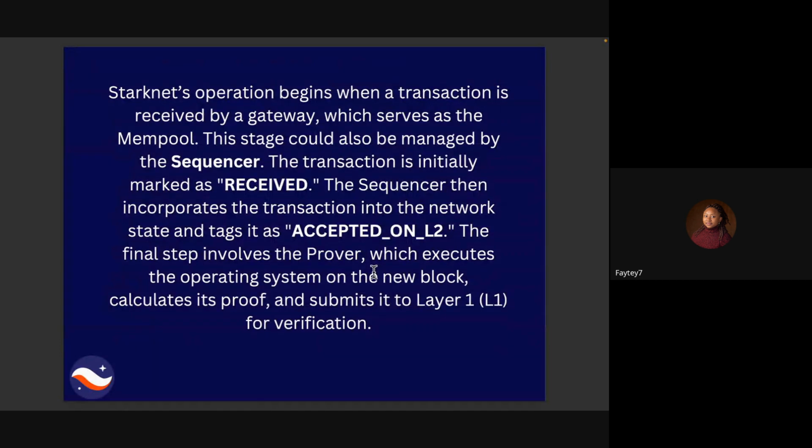The next thing is, after it has been sent to the prover, the prover executes the whole proof, calculates the proof, and submits it to layer 1. Layer 1 means the smart contract for Starknet that has been deployed to layer 1. It is a verifier contract, and every proof that holds the bundled transactions from Starknet is sent to that verifier. After the verifier verifies that proof, the transaction reaches finality.